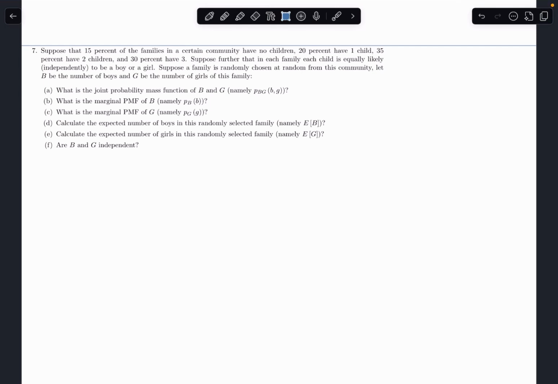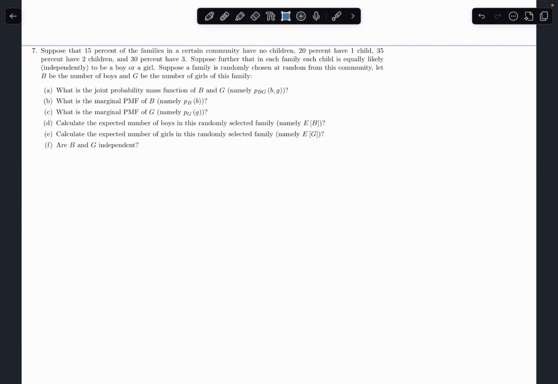Problem session 8, question 7. Suppose that 15% of the families in a certain community have no children, 20% have one child, 35% have two children, and 30% have three. Suppose further that in each family, each child is equally likely to be a boy or a girl.